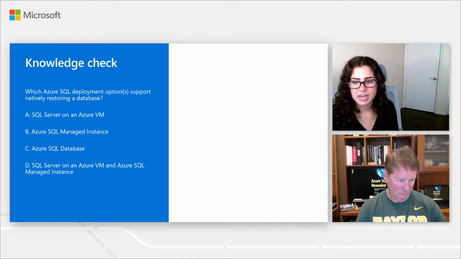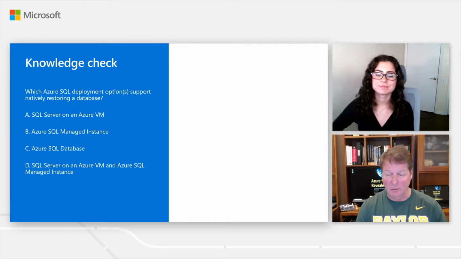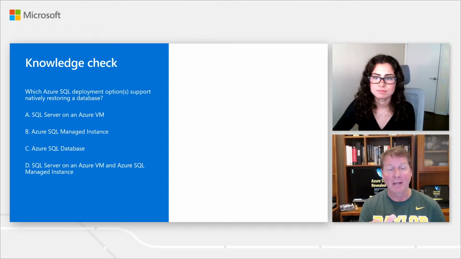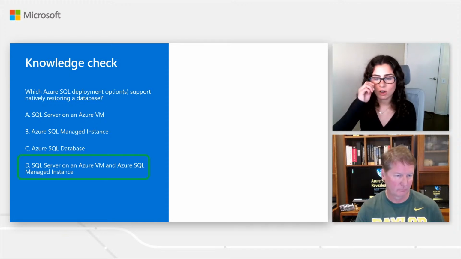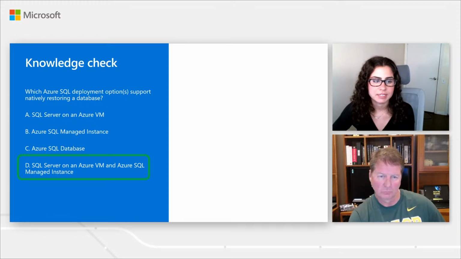Bob, just for time, why don't you go ahead and start taking us through this one? Well, sure, it can't be C. We just said you can't restore natively to Azure SQL Database, so you can eliminate that. And the fact that you can do it for MI and for VM must mean D has to be the answer. Yep, so that's an easy one. Looks like all the answers we have come in to this point were D, so looks like people have got that one pretty well down.